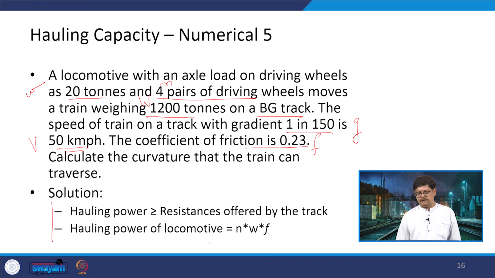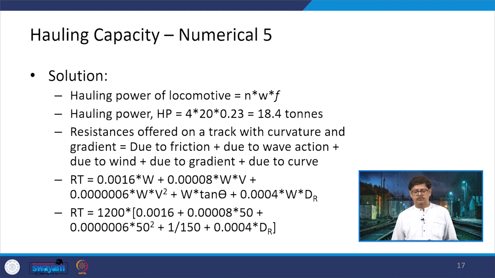Calculating the hauling power of the locomotive as N into w into F, there are 4 pairs each having a load of 20 tons, with F given as 0.23. So, it is 4 into 20 into 0.23, which gives you 18.4 tons. So, this is the power with which the locomotive is going to move, and this is the total resistance which can be taken up by this locomotive to carry the load of 1200 tons forward.